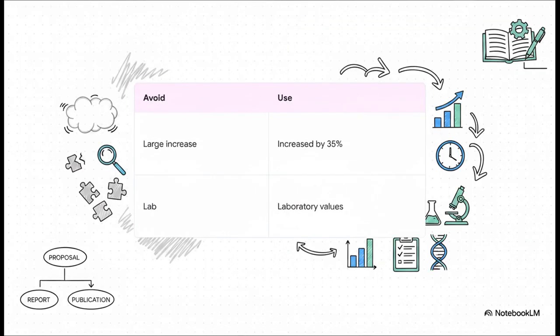Down at the word level, it is time to be totally relentless. Cut out all those vague approximations and that clunky jargon. Instead of saying something broad like a large increase, use precise numbers like increased by 35%. Instead of investigation was completed, use concrete action verbs like we reviewed the data. And always write out your shorthand jargon. Say laboratory values instead of just lab. These might seem like micro choices, but they instantly elevate your scholarly tone.